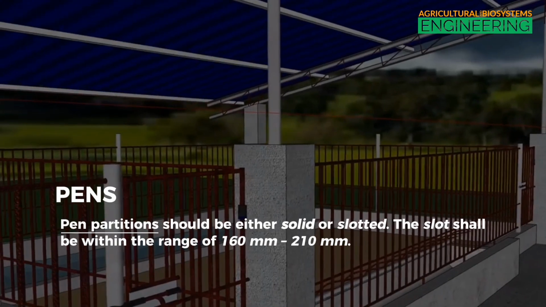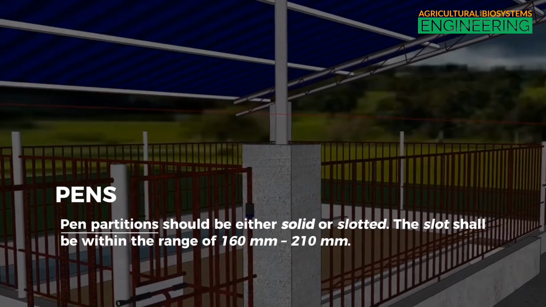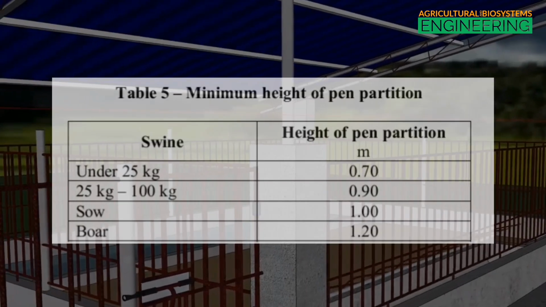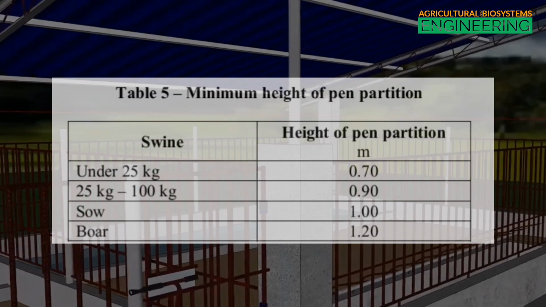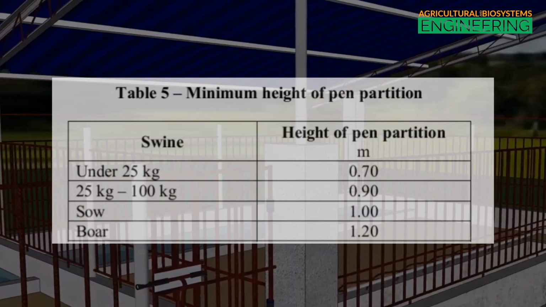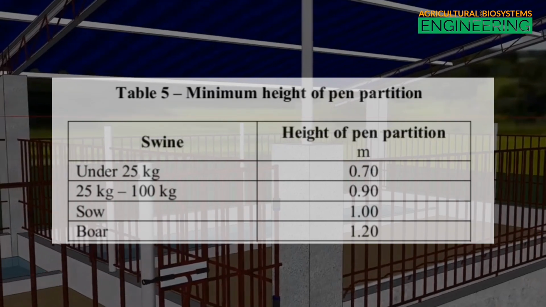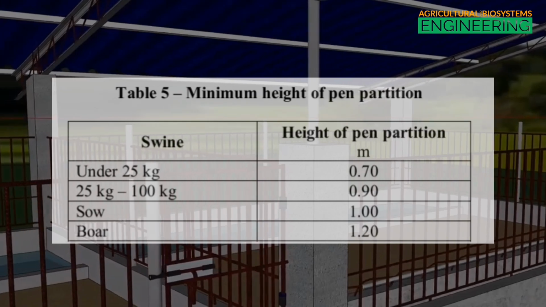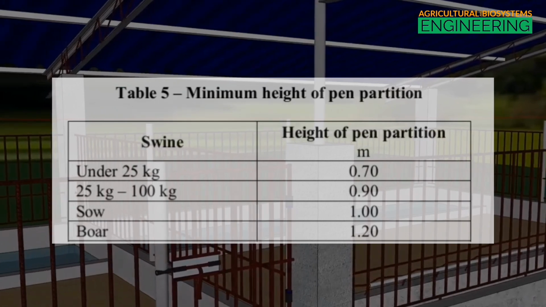Pen partition. Pen partitions should be either solid or slotted. The slot shall be within the range of 160 mm to 210 mm. The minimum height of pen partitions is shown in Table 5. For swine under 25 kg, the height of pen partition is 0.70 meter. For swine from 25 kg to 100 kg, it is 0.90 meter. For sow, it is 1 meter. For boar, it is 1.20 meters.